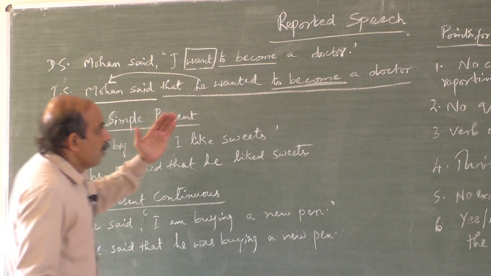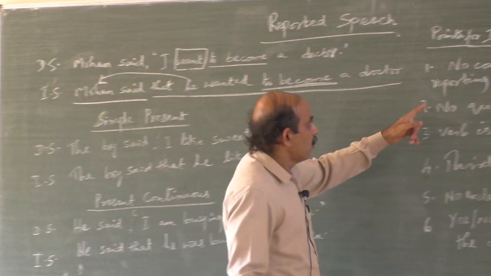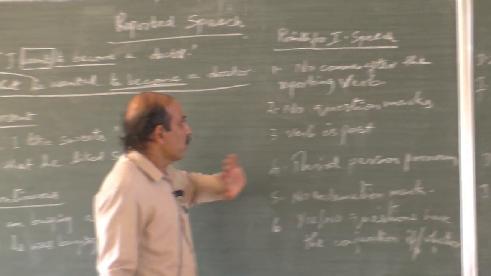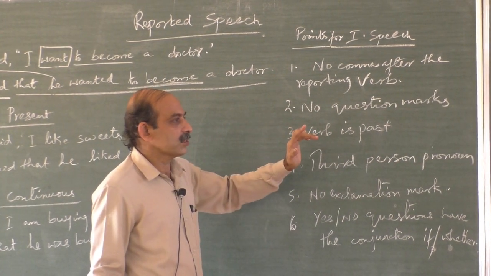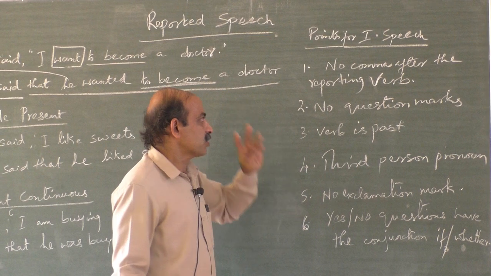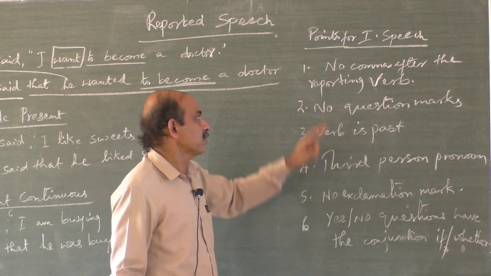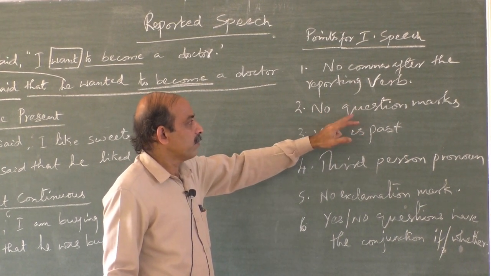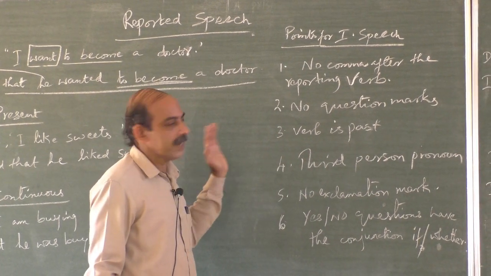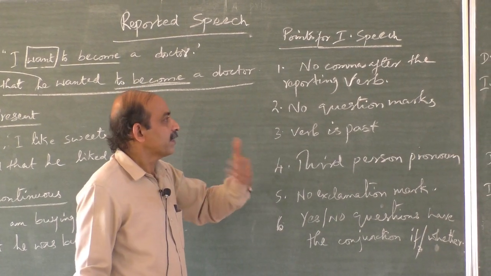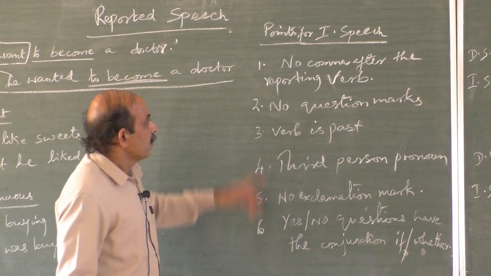Now, I have told you, no comma after the reporting verb, and if at all question marks are available in yes or no questions, here it is not available. Yes or no questions, WH questions, question marks are available, but question marks are not available in the indirect speech. And this topic, of course, let us discuss later.